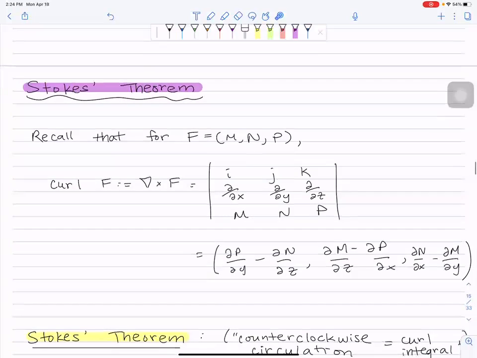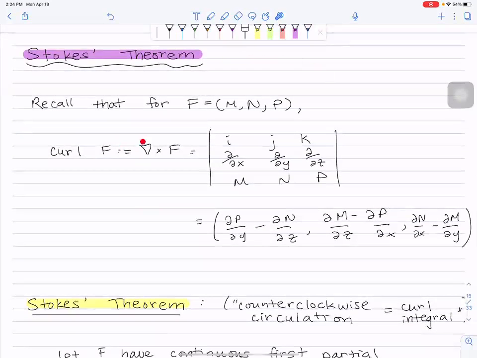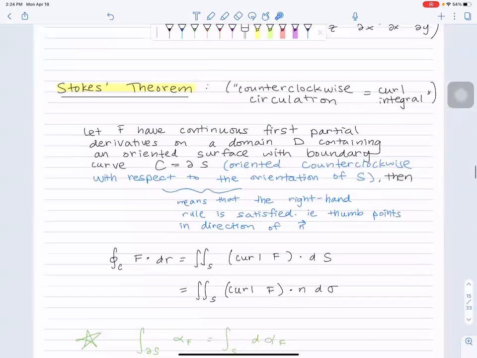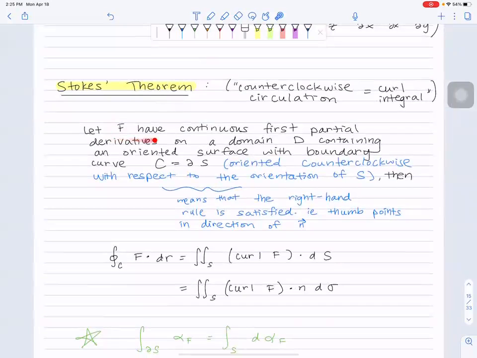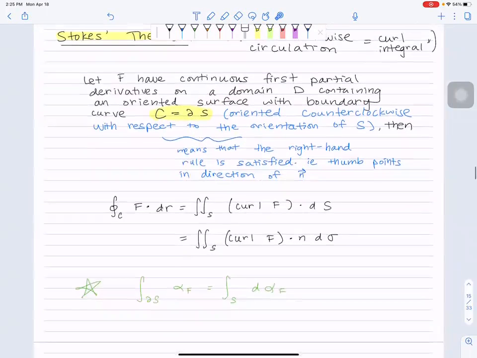Let's go to Stokes' theorem. Okay, so recall what it means to be a curl. I wrote the definition of the curl again. And what does Stokes' theorem say? It says that if you have F on some domain D, and we have some surface with a boundary curve C equals the partial S, this is denoting our boundary, and we have it oriented counterclockwise with respect to the orientation of S. Then what does Stokes' theorem say?